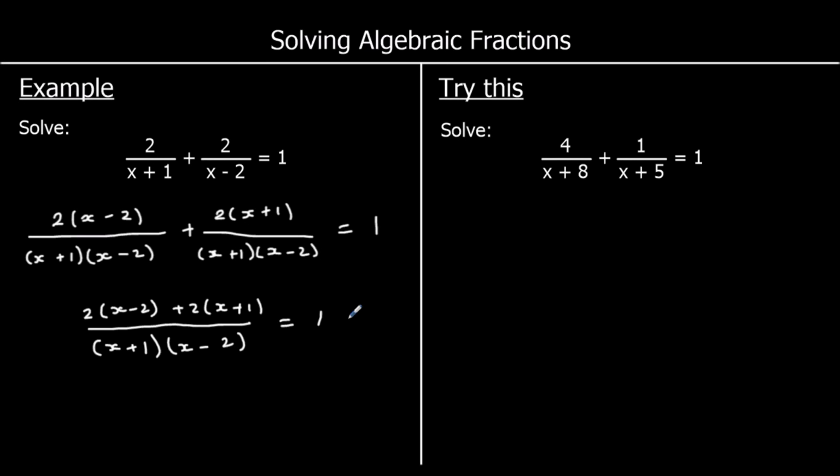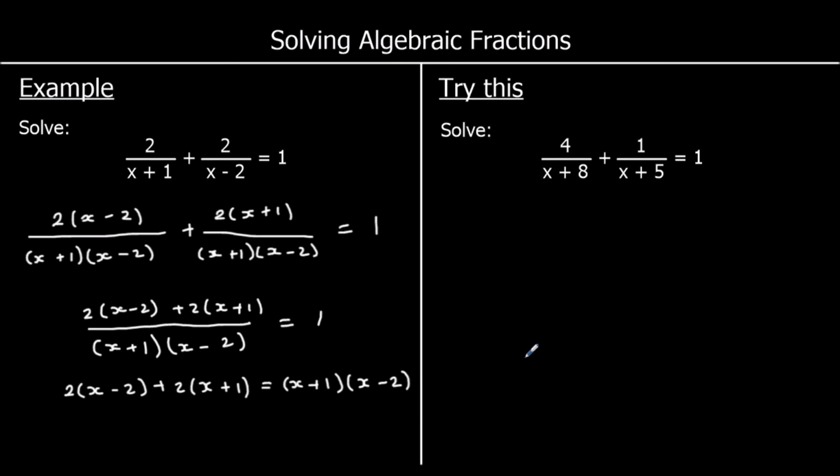Now I'm going to get rid of the fraction entirely. So I'm going to multiply both sides by x plus 1 times x minus 2. Multiply both sides by the denominator. So that's going to leave me with 2 times x minus 2 plus 2 times x plus 1 on the left side. And 1 times x plus 1 times x minus 2 is just x plus 1 times x minus 2. So now I've got rid of the fraction.